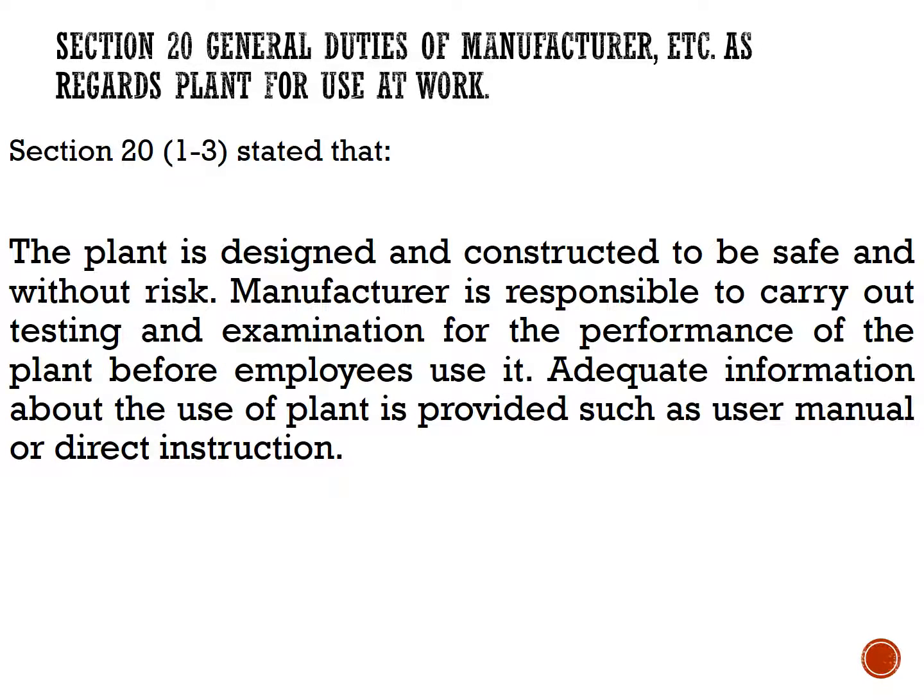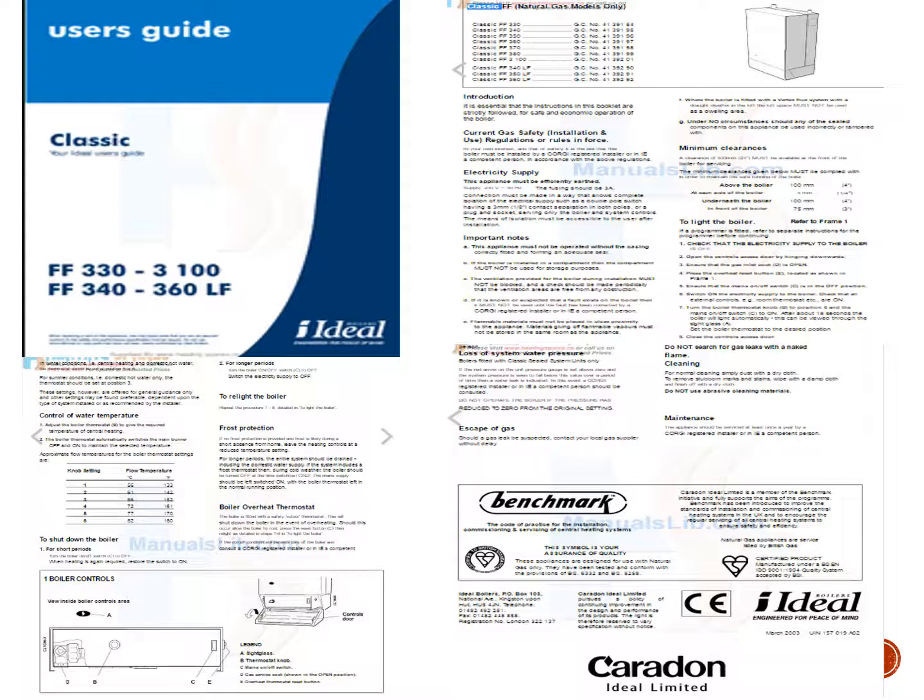Section 20, subsection 1 to 3 state that the plant is designed and constructed to be safe and without risk. The manufacturer is responsible to carry out testing and examination for the performance of the plant before employees use it. Adequate information about the use of plant is provided, such as a user manual or direct instruction. This is an example of user guides for the boiler.